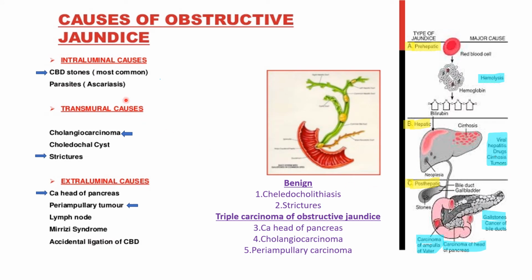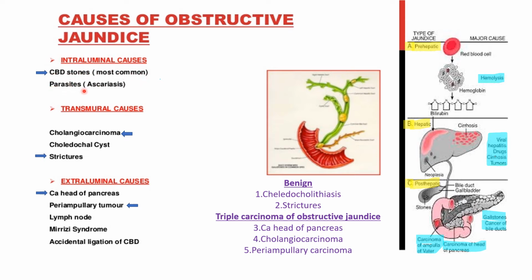Okay, these are the causes of obstructive jaundice, which are listed as intraluminal, transmural, and extraluminal. The blue arrows indicate the common causes that we often see in our patients. First among them is the CBD stone. It is an intraluminal cause, and it is the most common cause of bile duct obstruction. This is also known as cholangitis.